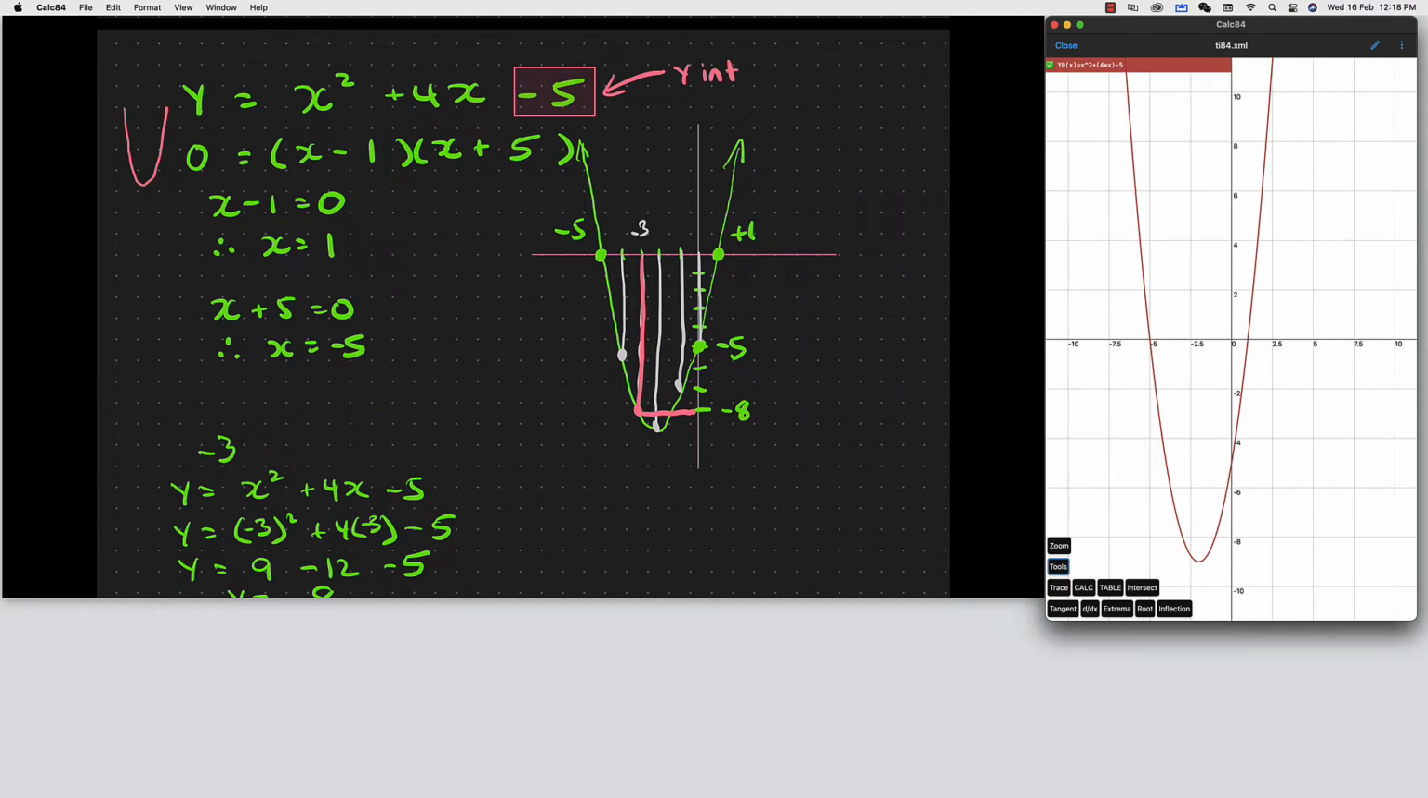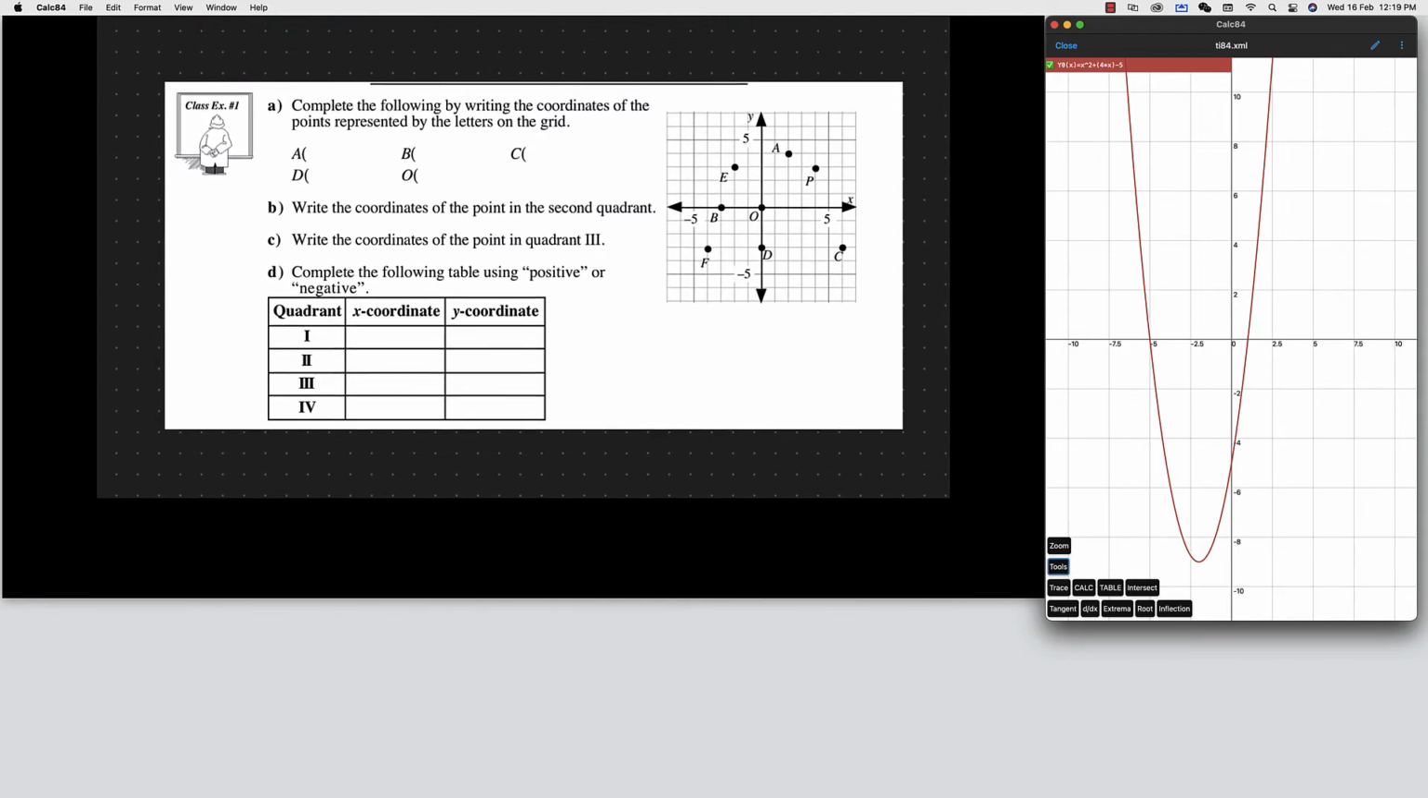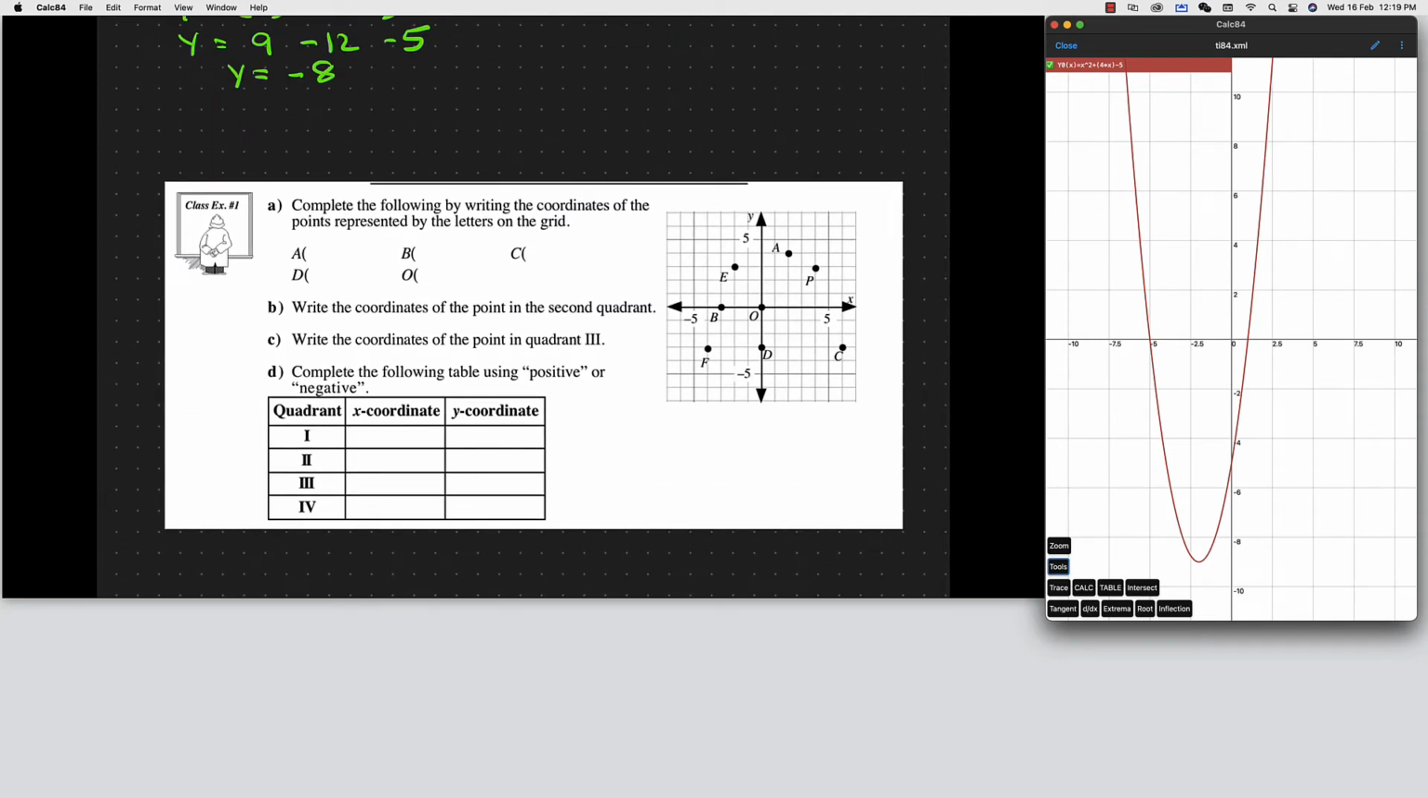Okay, so we'll get back into a lot of this as we're going through this unit, but it's a quick little introduction right there. So let's take a look at the first class example. Okay, so it says complete the following by writing the coordinates. This is almost too easy.